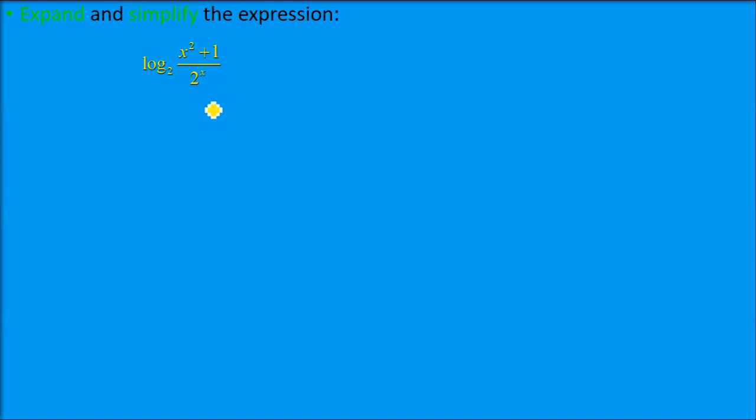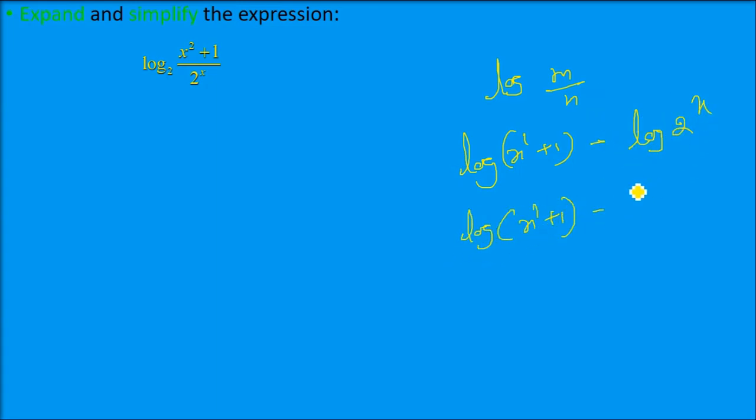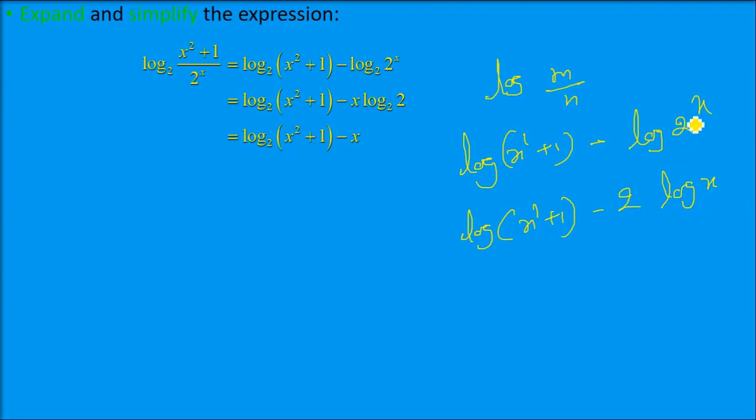Now this is another example. Log base 2 of x square plus 1 by 2 to the power x. So this is log m by n form, which you can write as log m minus log n: log of x square plus 1 minus log 2 to the power x. Or you can keep it like this. In the second term, x can come outside, meaning x log 2. So log of x square plus 1. Please remember, log of x square plus 1 is not written as log x square plus log 1. Okay, this is x log 2.